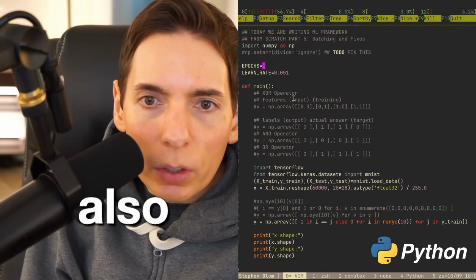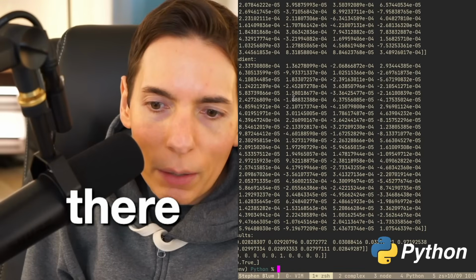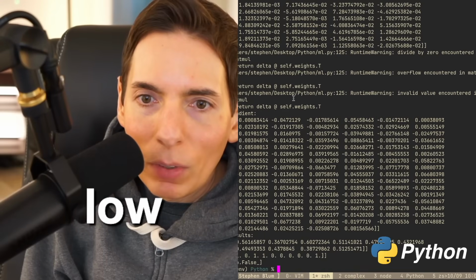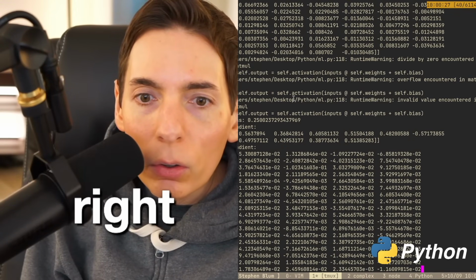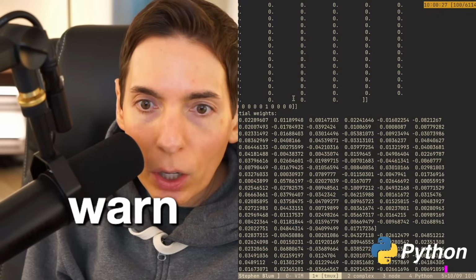We can also reduce the number of epochs. So we'll just do one epoch, right? There we go. Okay, let's rerun it. One epoch and a low learning rate. Okay, here we go. All right, so we do see the warning show up. The warning still shows up.